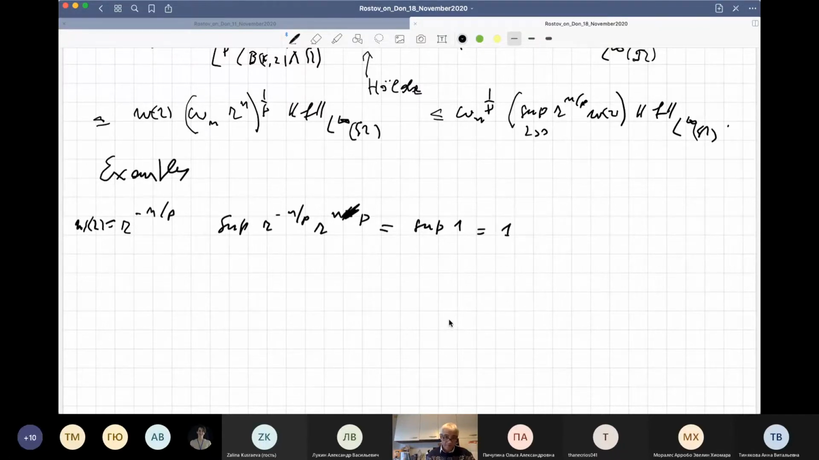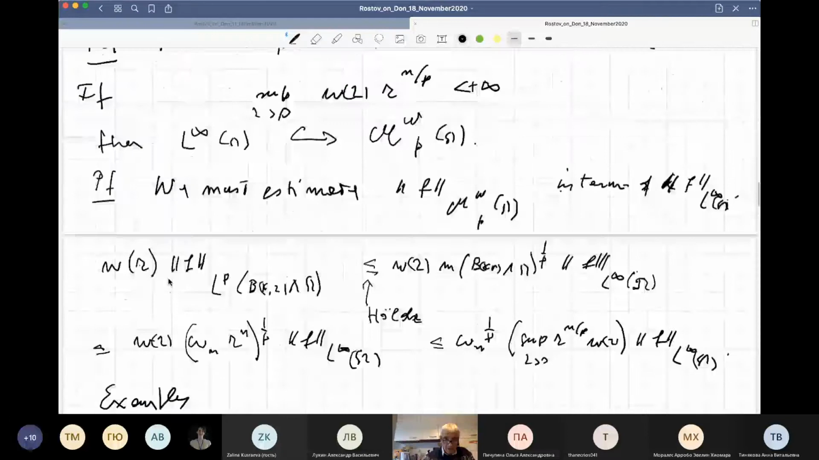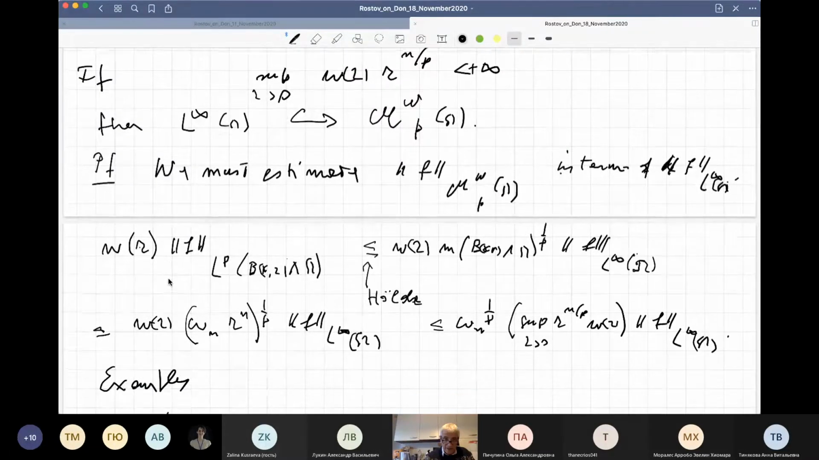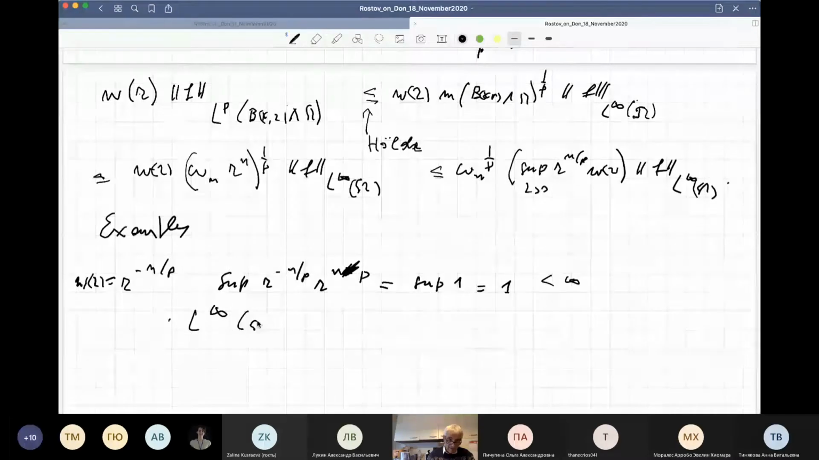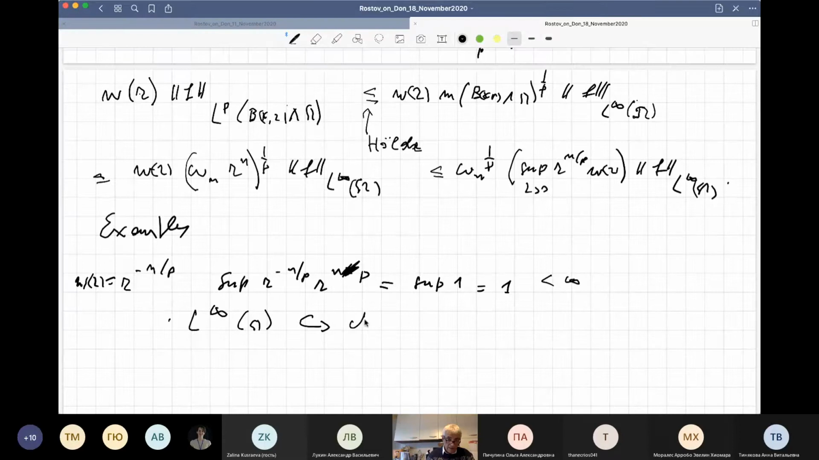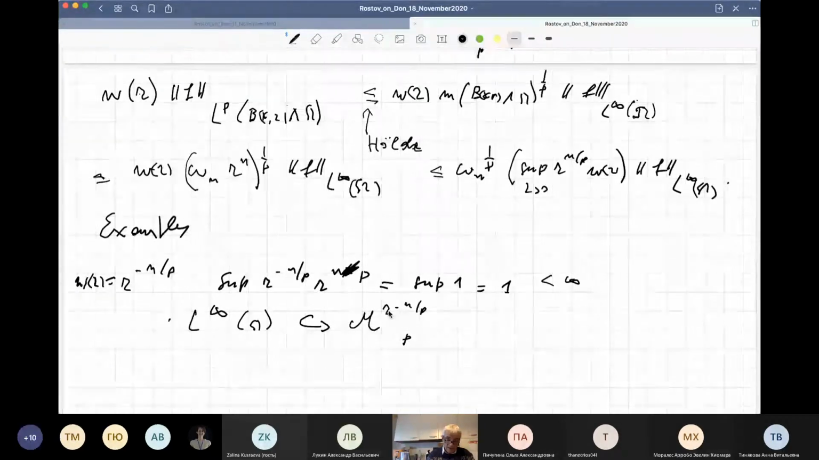And in this case, it's okay. So this is less than infinity. And therefore, we have that M, remember, L infinity is contained in M. This means not mine, this is an exponent, by the way.